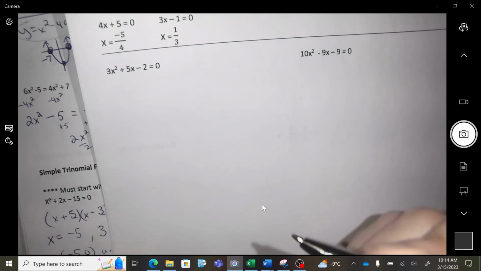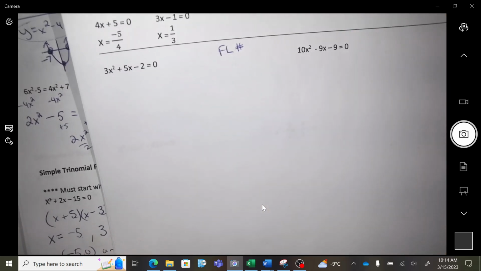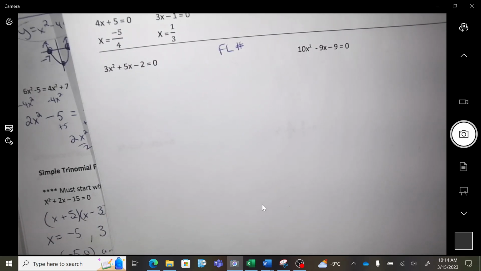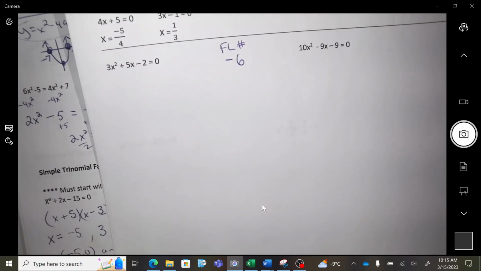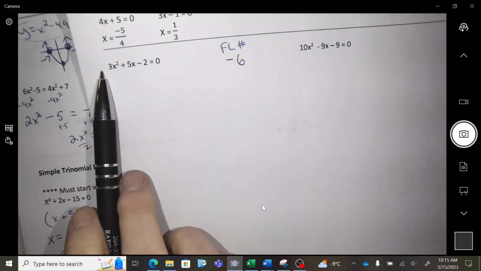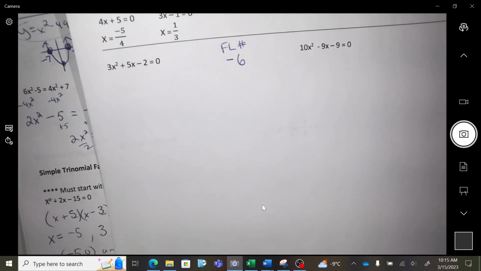Okay, FLU number. Get me your FLU number over on the side somewhere. FLU, the first and last. Everything that I'm working with is all FOIL stuff. We're just foiling backwards because factoring and foiling are backwards of each other. So really I'm taking all my thinking about my FOIL and I'm working it backwards. Okay, so my FLU number, did you write -6? The first times the last is -6.